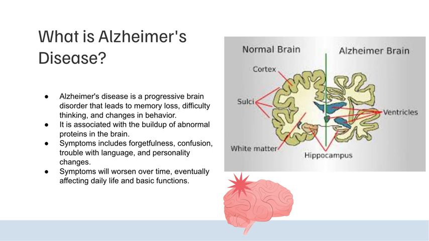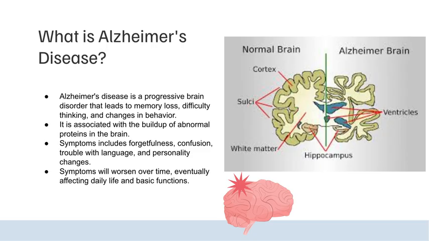So, amyloid plaques are clumps of proteins called beta amyloids, which build up between brain cells and disrupt communication between those cells. And then neurofibrillary tangles are twisted fibers of proteins called tau, which accumulate inside neurons, interfering with their functions. And then also neuron death.